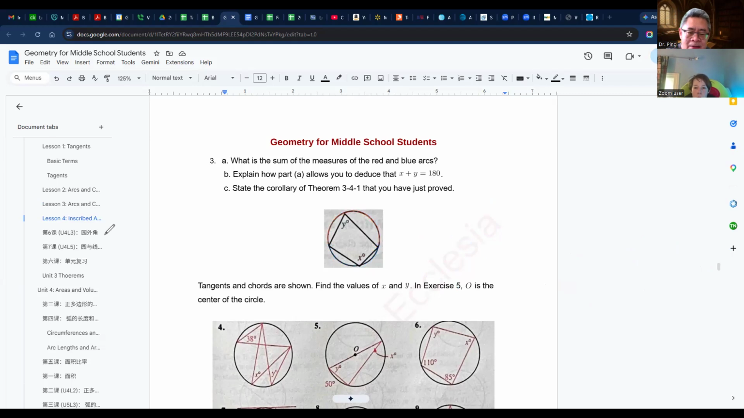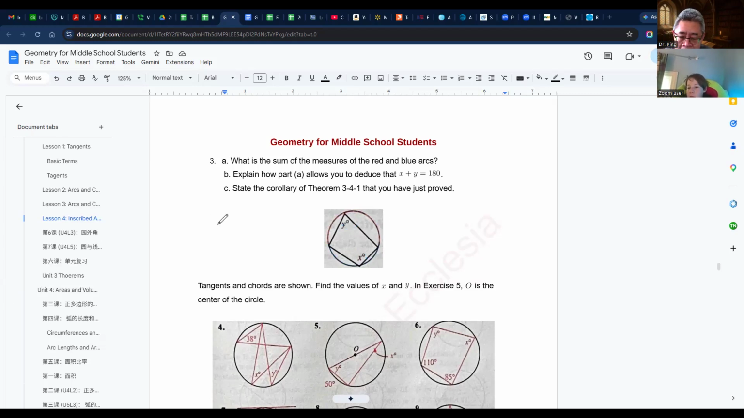And C, state the corollary of theorem 3-4-1 that you have just proved. They're opposite angles of an inscribed quadrilateral. Yeah, what's the property of that? Supplementary. Yeah, so the opposite angles are supplementary. Good.